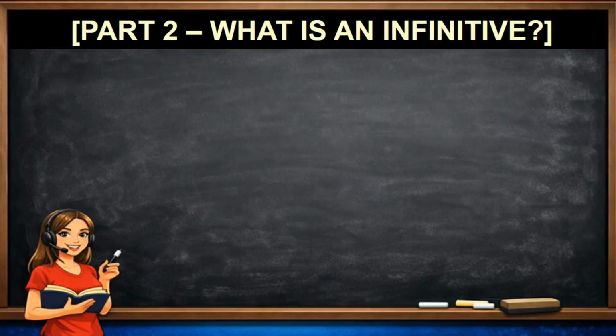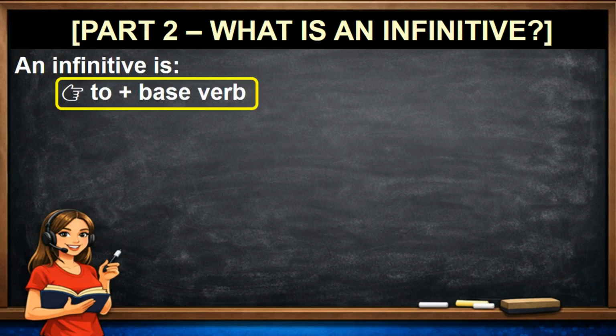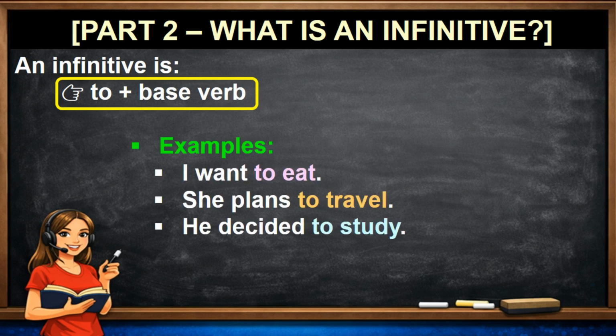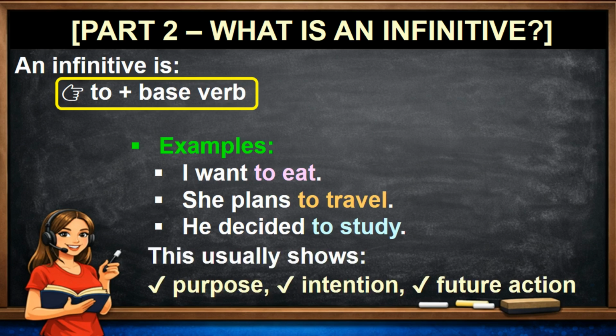Part 2. What is an infinitive? An infinitive is to plus base verb. Examples: I want to eat. She plans to travel. He decided to study. To infinitive usually shows purpose, intention, and future action.